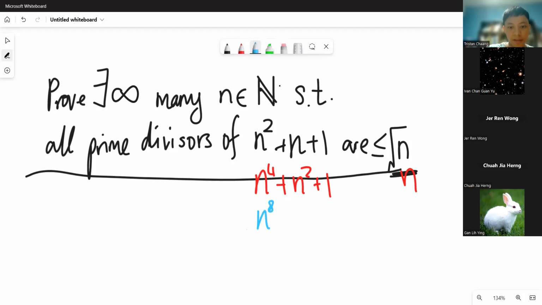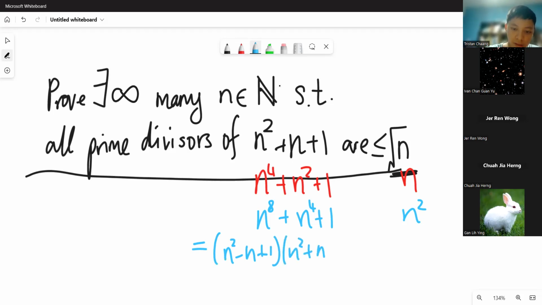So I'll change the problem into this, n to the 8 plus n to the 4 plus 1, and this becomes n squared. And if you try to factorize this, you get something very nice: n squared minus n plus 1, n squared plus n plus 1, and this second factor is n to the 4 minus n squared plus 1. Okay. So now at least we have only one factor to worry about.